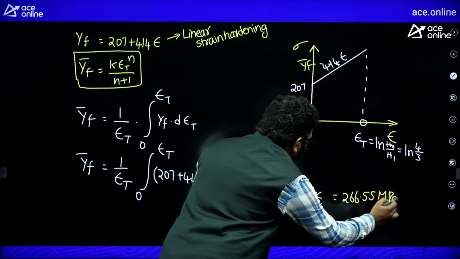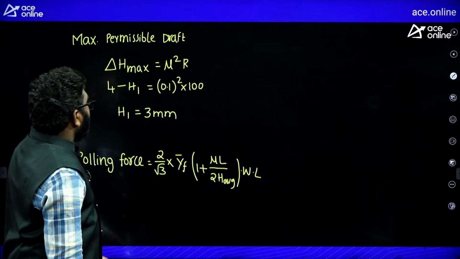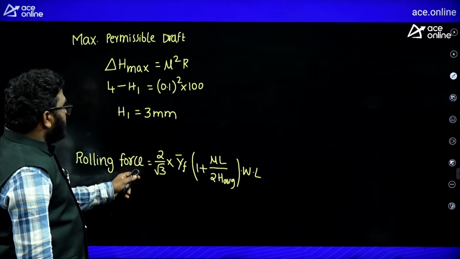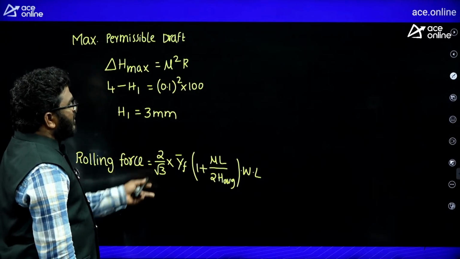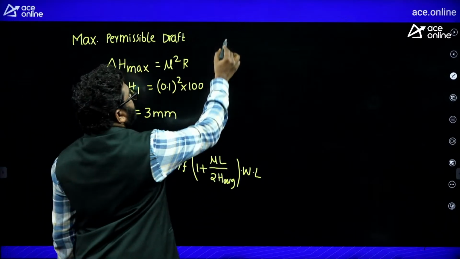55 megapascal you will get, right? So here I got the average flow stress. Remember, this is my equation. Here I got the average flow stress I calculated, and if I substitute, I'll get the answer.